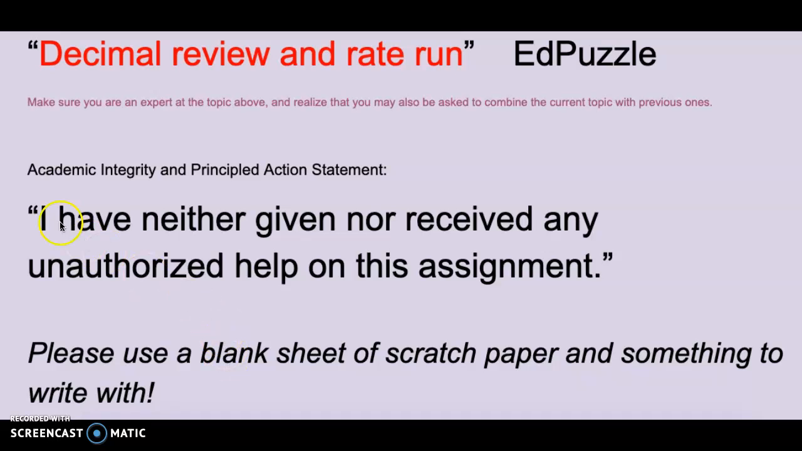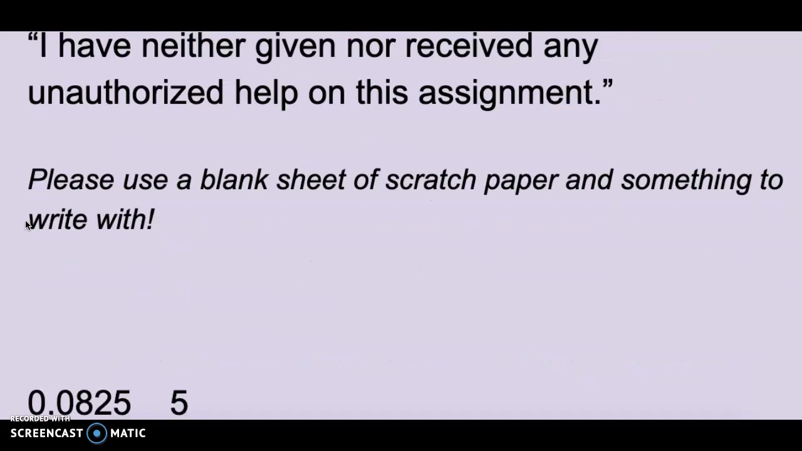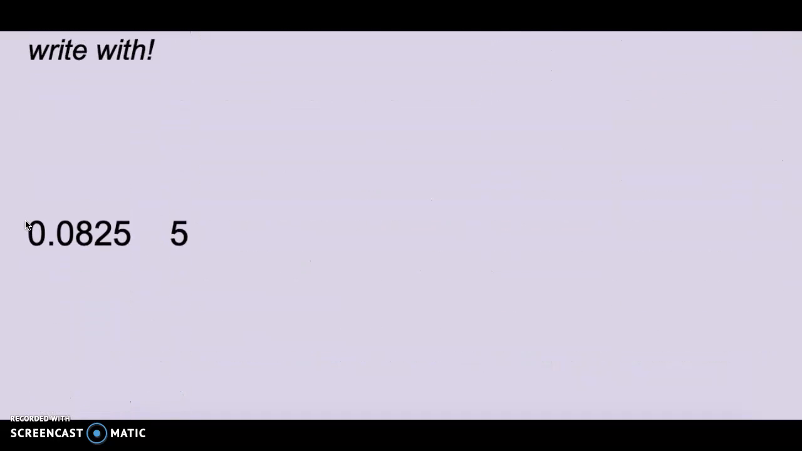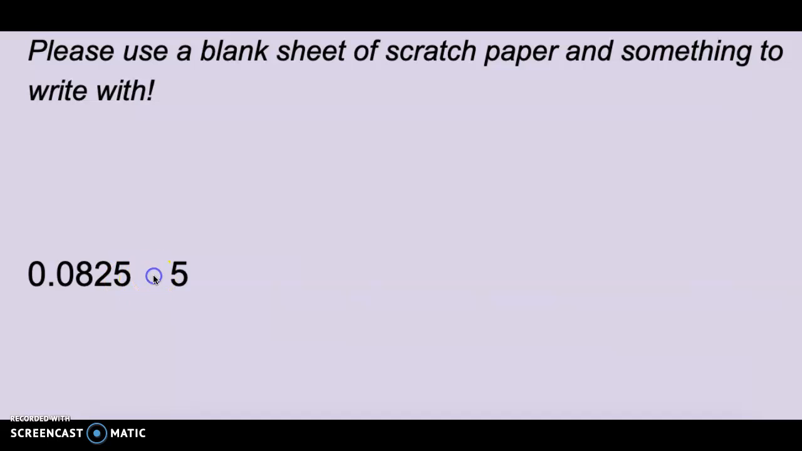And then, of course, in the box, you're going to type what's in quotes. "I have neither given nor received any unauthorized help on this assignment." And we're going to keep this real simple. You need to remember where the decimal is in a whole number, and you're going to add these two.